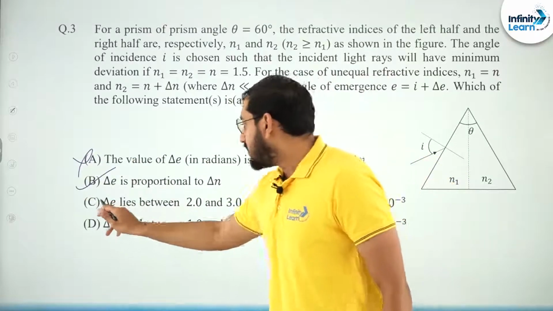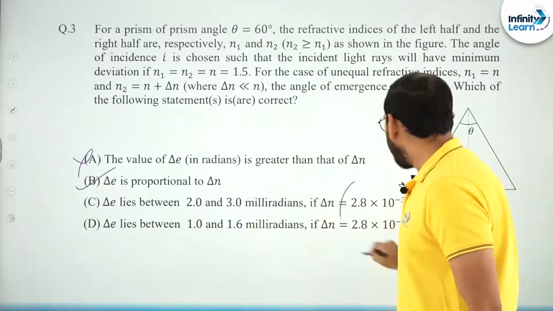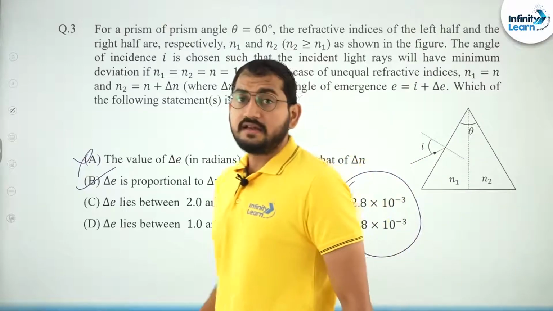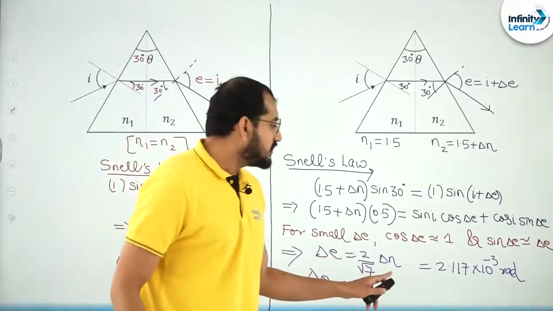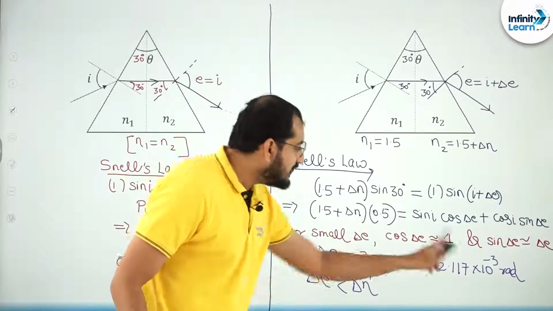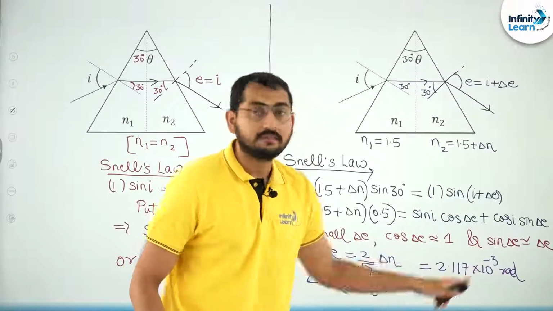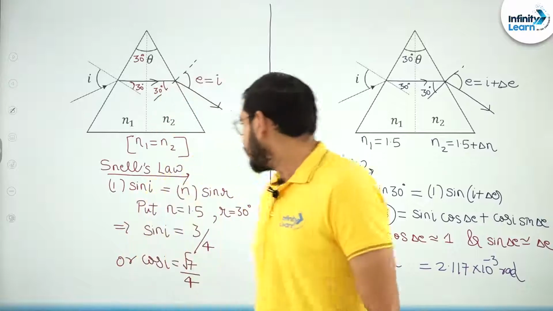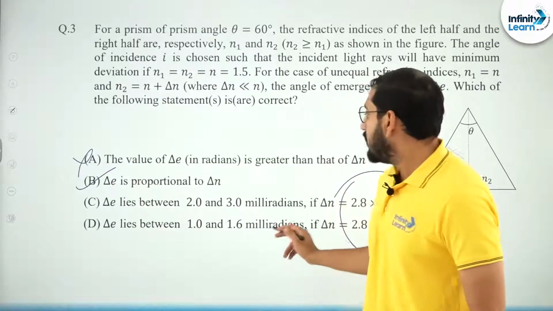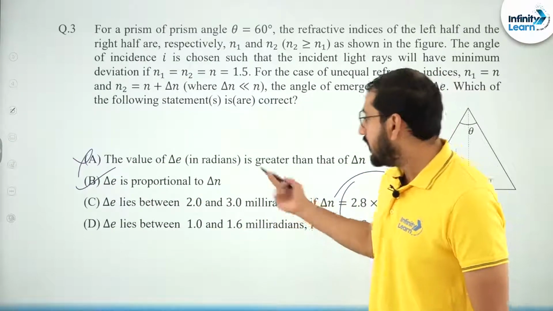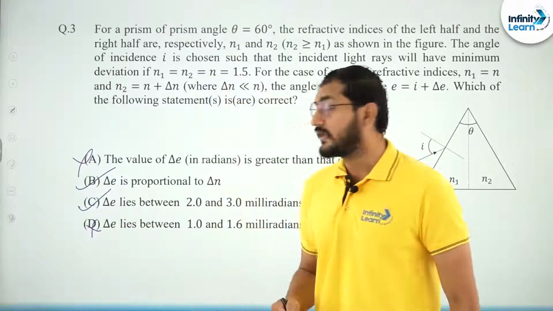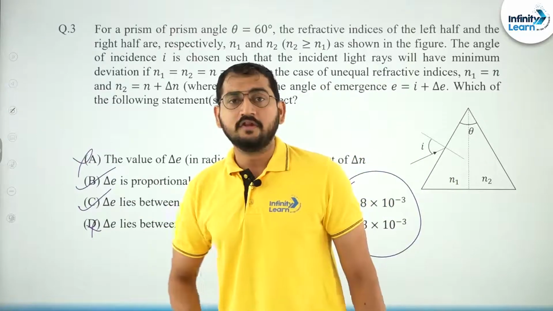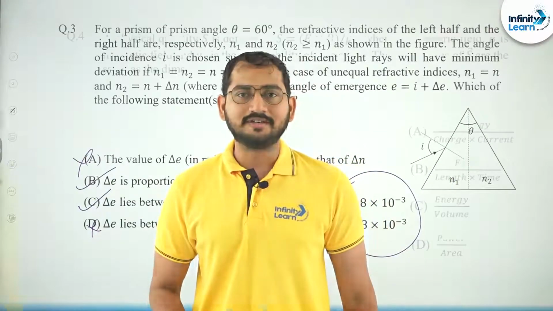So yes, option B will be one of the correct answers, right? Now for options C and D, the question is asking to put the value of delta N as 2.8 into 10 power minus 3. After calculation, we will get the value of delta E as 2.117 into 10 power minus 3 radians. This number falls in the range of 2.0 to 3.0 milliradians. So option C will be correct, and option D obviously will be a wrong answer. So B and C will be the correct answer key for this question.